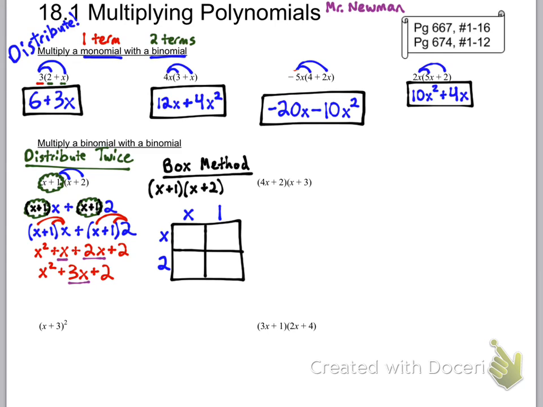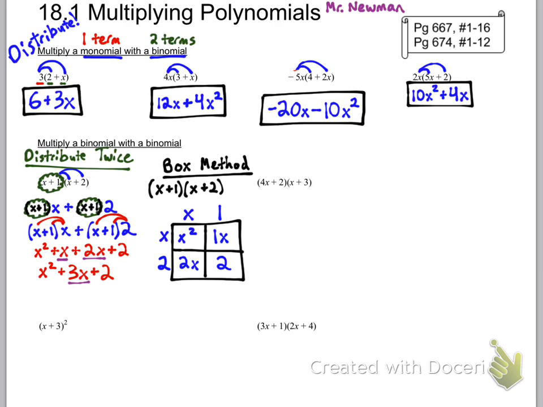So this first pane is going to be x times x. And what you get is x squared. For the next pane, you're going to multiply x times 1. And x times 1 is 1x. Or you can just write x if you want to simplify it. To get the bottom left pane, you're going to multiply x times 2, and you get 2x. And for the bottom right pane, I'm going to multiply 1 times 2, and that's just 2.